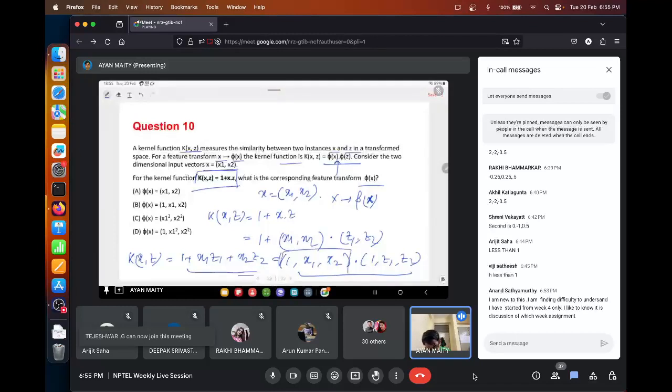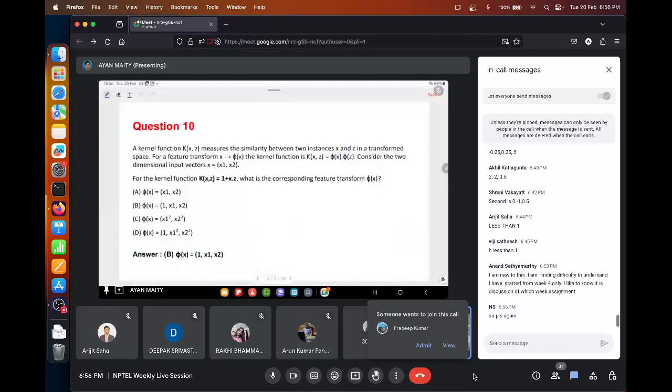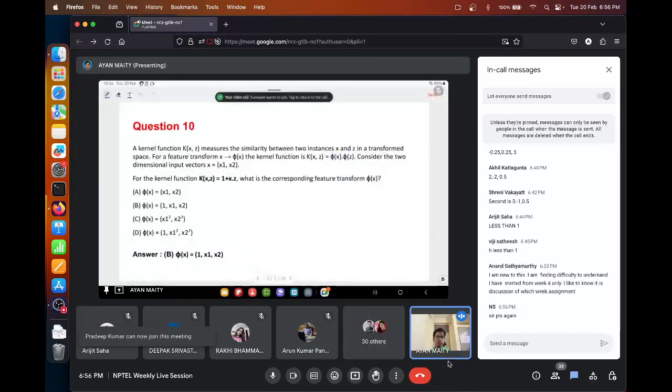So this (1, x1, x2) is the feature transform from x to phi(x). This is how we are expanding the basis, from (x1, x2) we go to (1, x1, x2). So this is the correct answer, B: phi(x) equals (1, x1, x2).